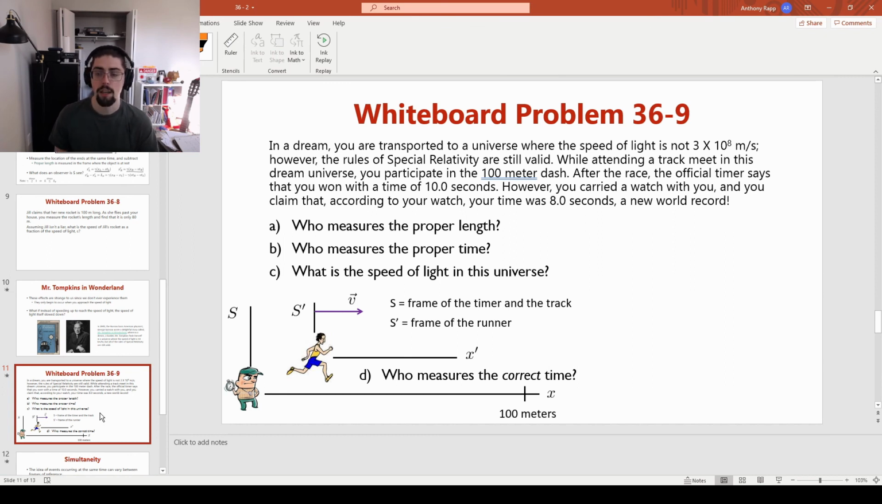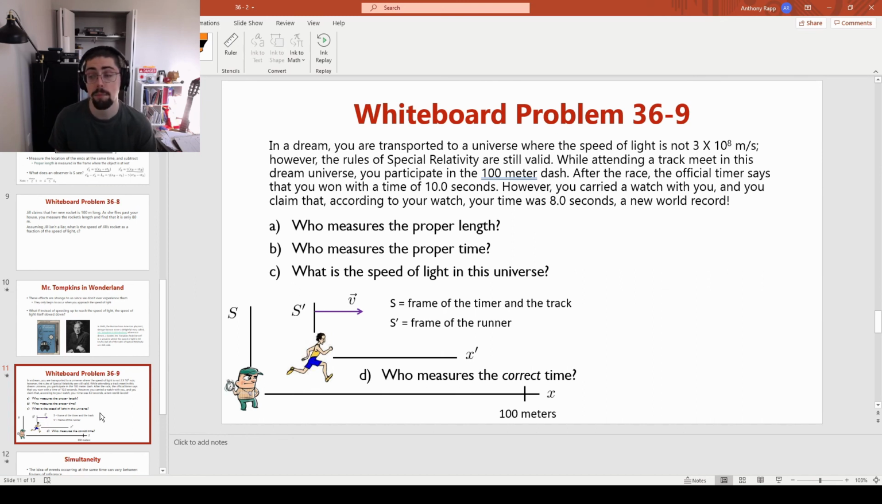You're at some sort of track meet. You're in the 100-meter dash. You've got your own stopwatch because, I don't know, the timekeeper looks sketchy or something. You race it. The timekeeper says you won at a time of 10 seconds. Your own watch, though, says it was 8 seconds. Who measures the proper length? Who measures the proper time?